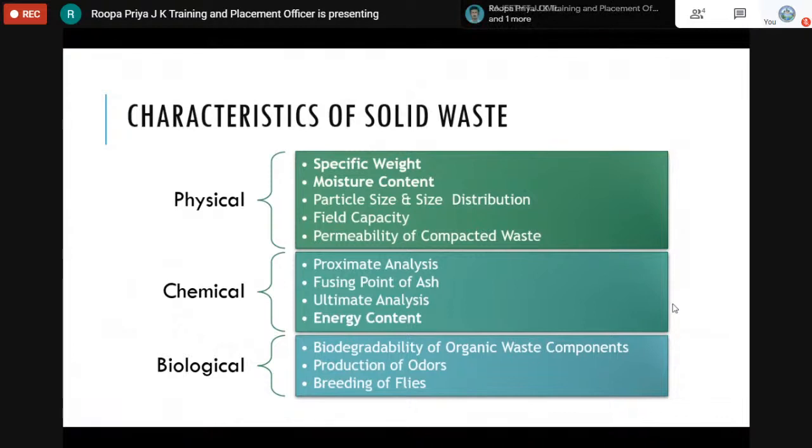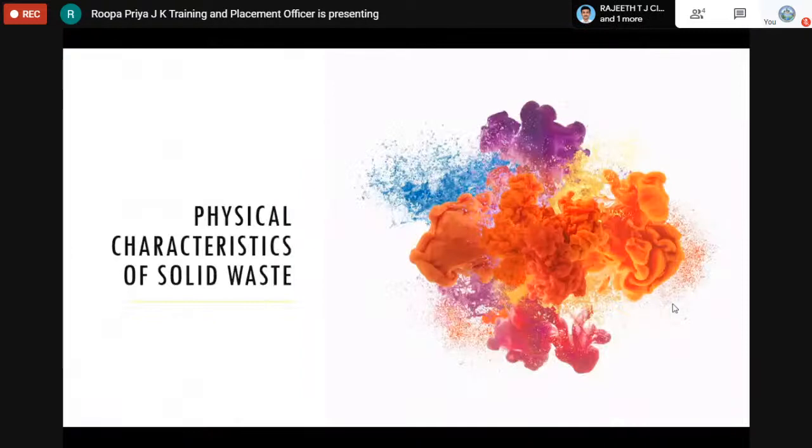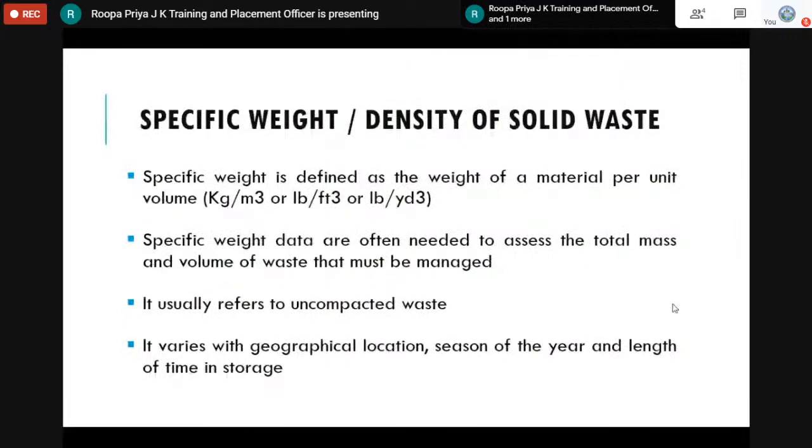I would like to first discuss the physical characteristics of solid waste. Under physical characteristics of solid waste, we have the specific weight, or sometimes we call it the density of solid waste. The specific weight is defined as the weight of a material per unit volume. It can be expressed in kg per meter cube, pound per feet cube, or pound per yard cube.